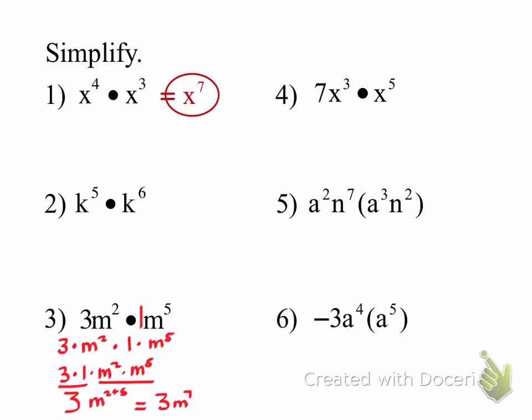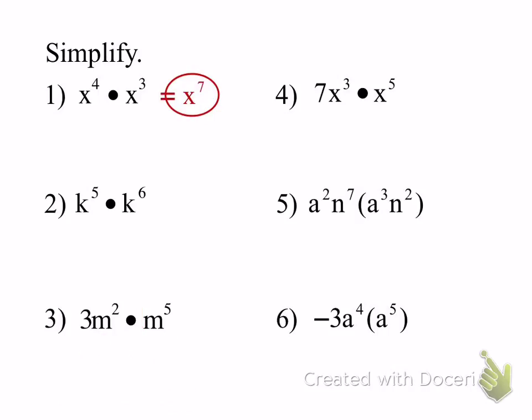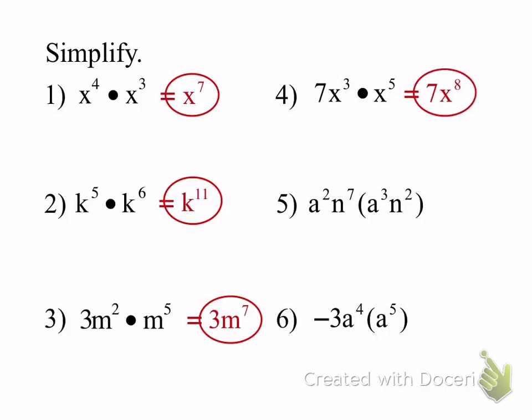Okay, let's check our work. Number 4. What do we have here for number 4, Jacob? Number 4, I got 7x to the power of 8. Good. And number 5, what do you think? Shaylin? So I got a to the power of 5 and n to the power of 9. Perfect. Okay, questions there? We just moved them around. We commuted. Preston, the last one. I got -3, a to the power of 9. Perfect. Okay, questions?